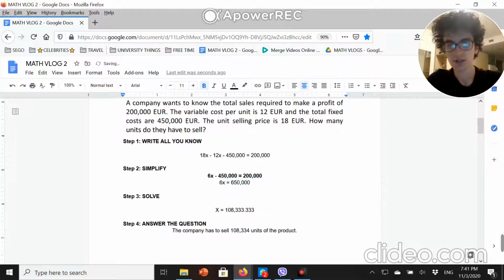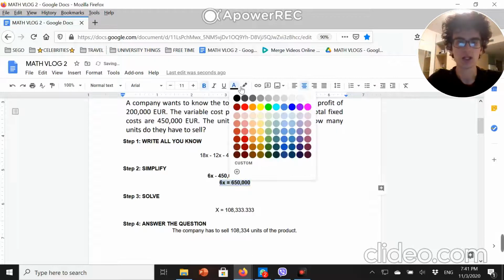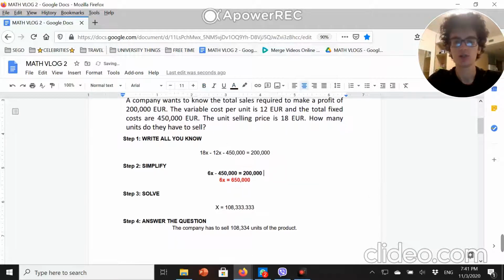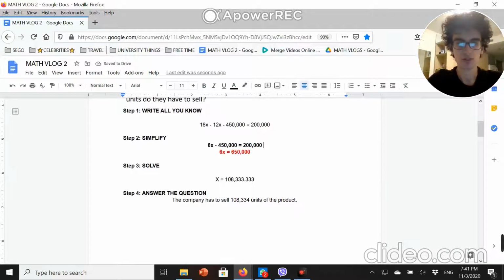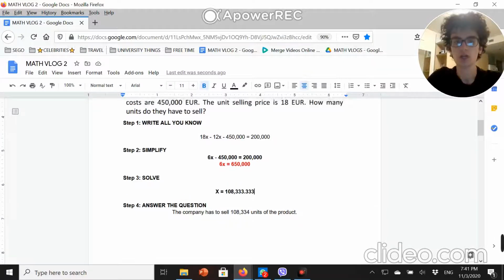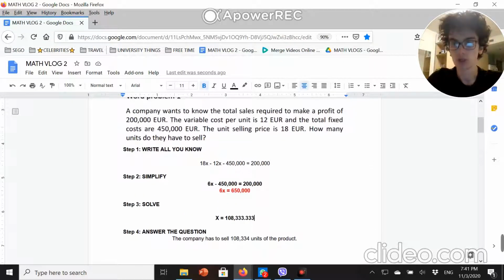When we add these two, we have 6x equal to 650,000, like this. And then we just solve for x. You just plug this into your calculator. 650,000 divided by 6 gives us 108,333.333, and so on. The final step in solving the equation is to simply answer the question, which is that the company has to sell 108,333 units of the product in order to make a profit of 200,000 euros.